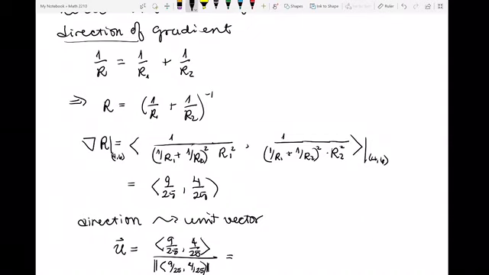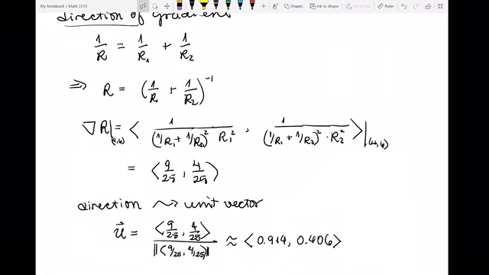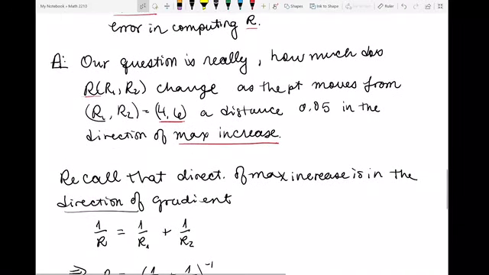And that is going to be equal to, I'm just going to write it in decimals here, approximately 0.914, 0.406. Okay? Perfect. So this is our unit vector in the direction of the gradient. Okay, so now we have the direction that it's moving in, right?